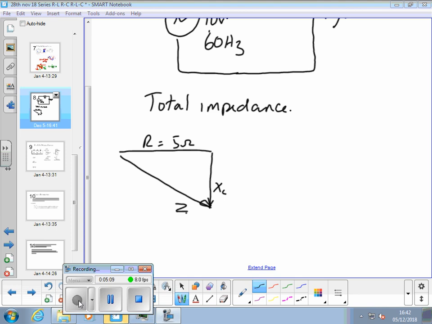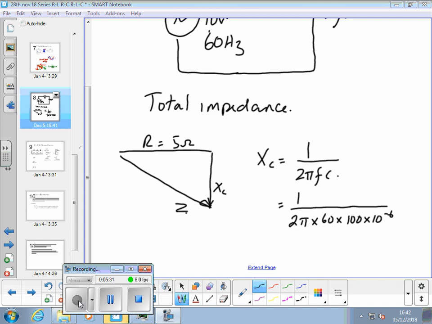So remembering back from what we did last week, we just said XC is 1 over 2 pi FC, or 1 over 2 pi times 60 times 100 times 10 to the minus 6, whatever that comes to.